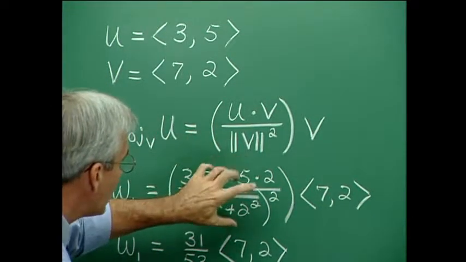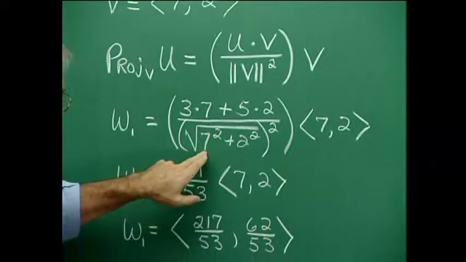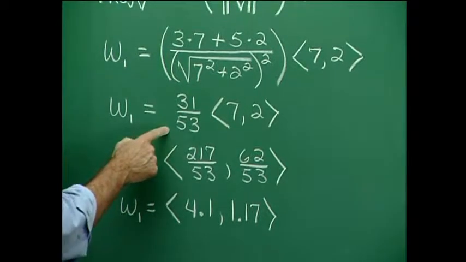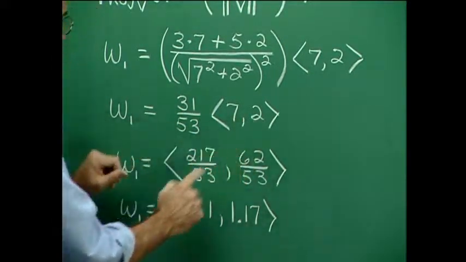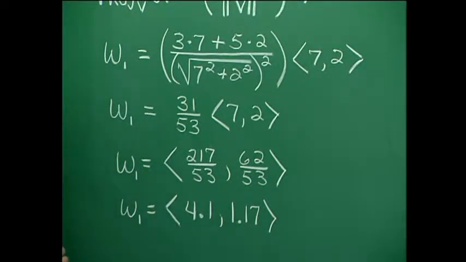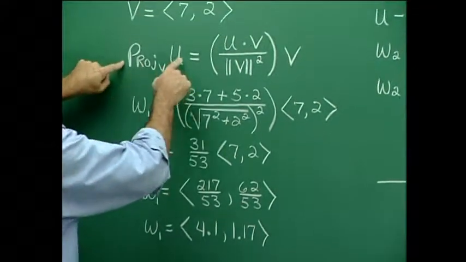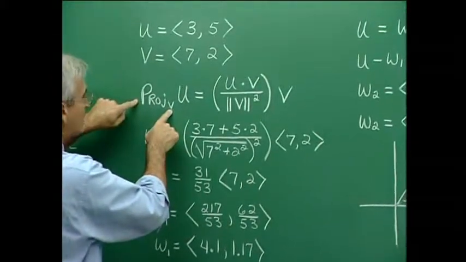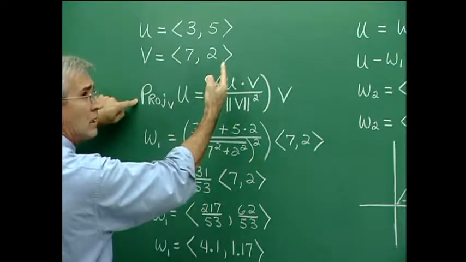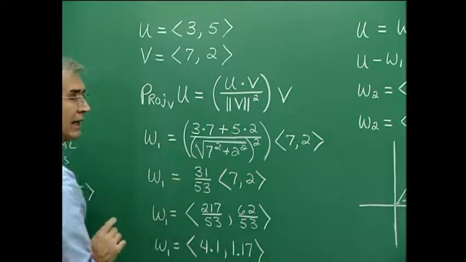Simplifying here, we get 21 plus 10, that's 31, and in the denominator, 49 plus 4, that's 53. When we square, the radical goes out, so we have 53. Then 31 over 53 times these two components gives us two fractions, which are approximated by 4.1 and 1.17. Now, notice the notation I've used here for the projection of u onto v. We're going to get a vector out of this, a vector along the vector v, but I'm just letting w sub 1 stand in for that rather than rewrite this again and again.